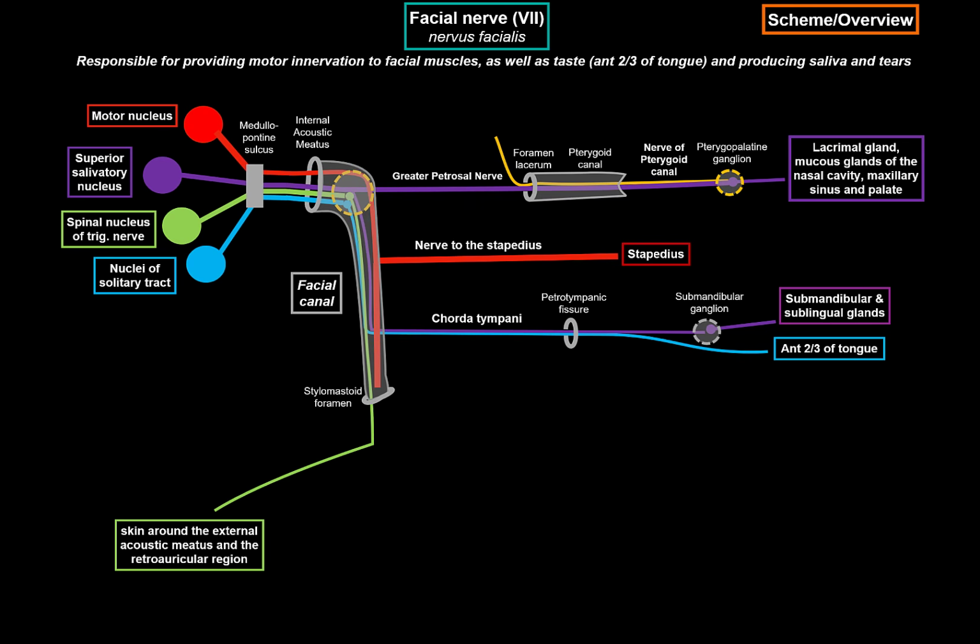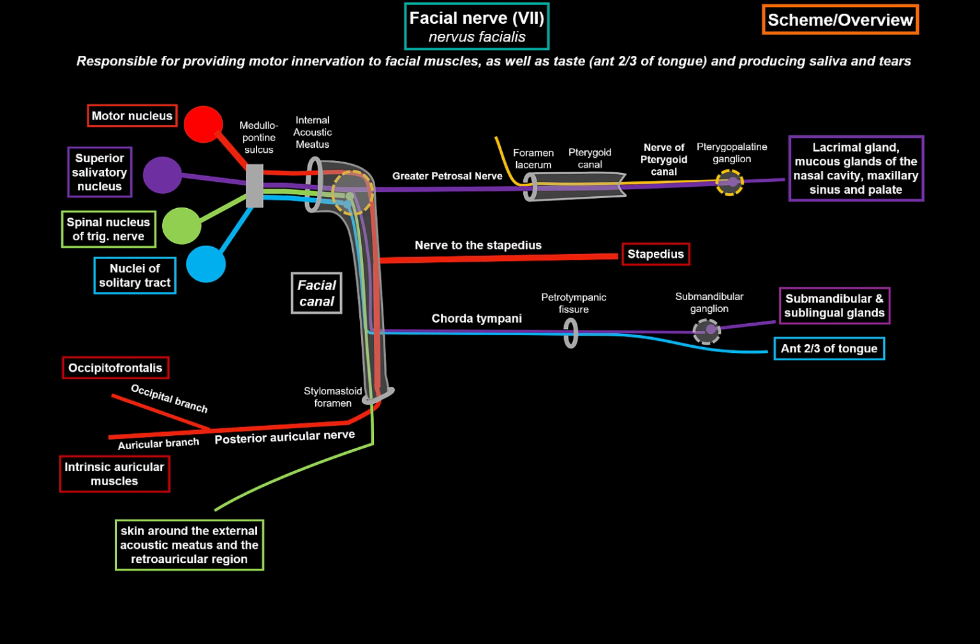The motor fibers, or special visceral efferent fibers, are going to leave the canal through the stylomastoid foramen. It then gives off the posterior auricular nerve, which branches off as the occipital and the auricular segments to innervate the occipitofrontalis muscle and the intrinsic muscles of the ear. It will also give off a stylohyoid branch and a digastric branch for their respective muscles.